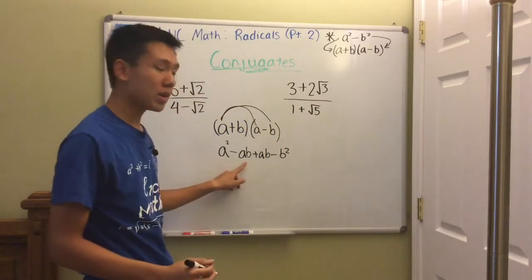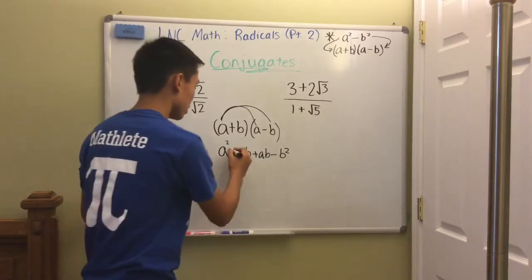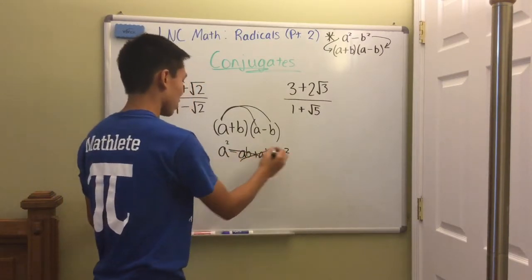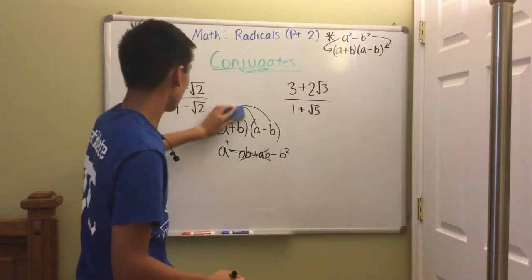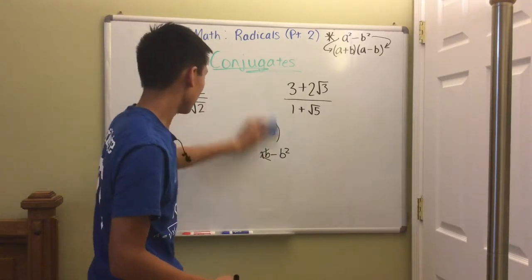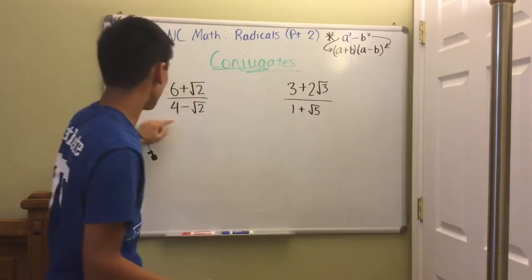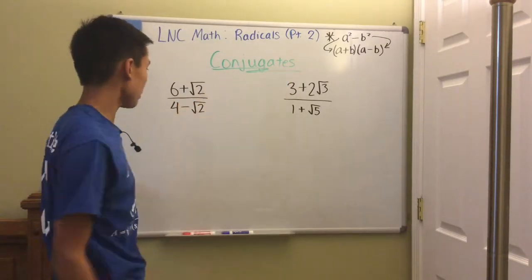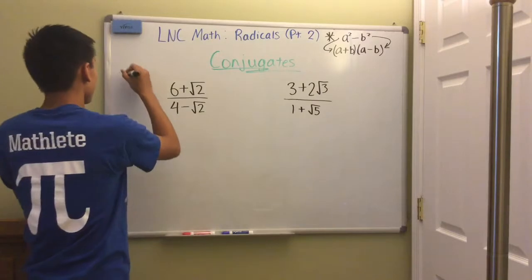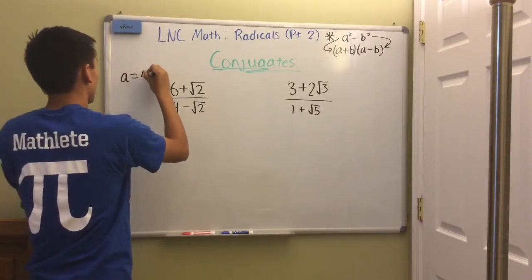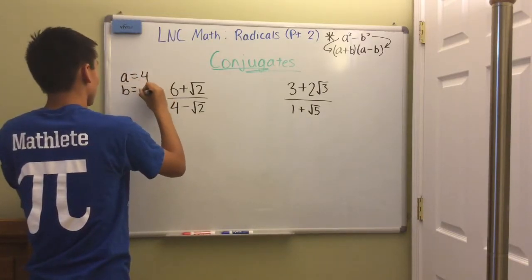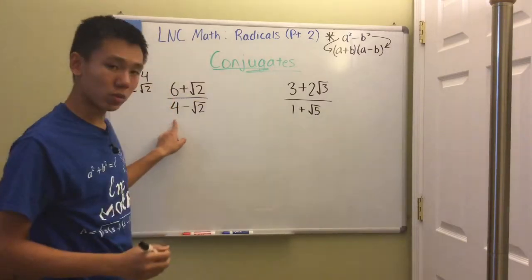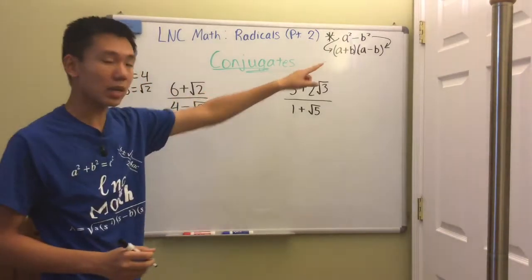Since you have a negative ab here and a positive ab here, these two would cancel out, leaving you with a squared minus b squared. To apply that, we would want to get the squares of both of these using that. So if we have a equals 4, b equals root 2.